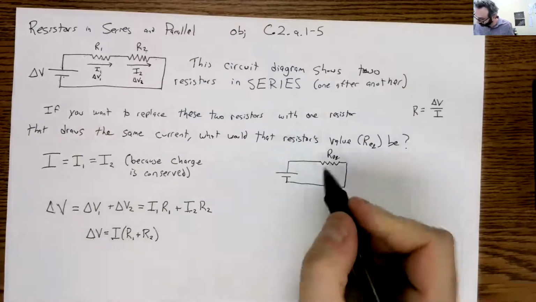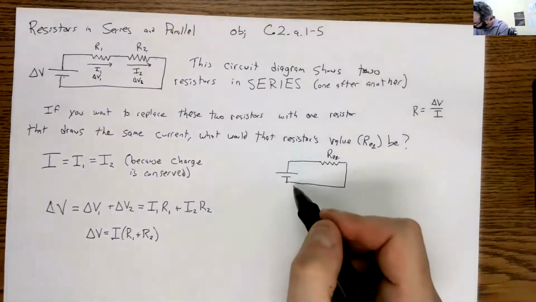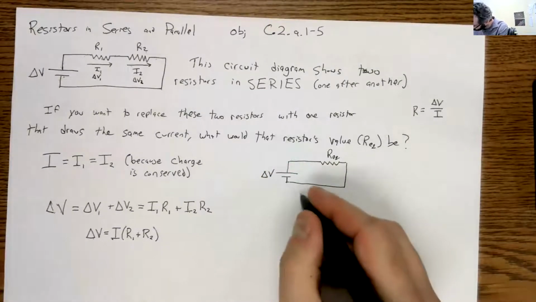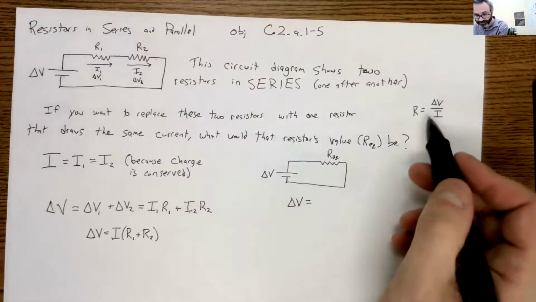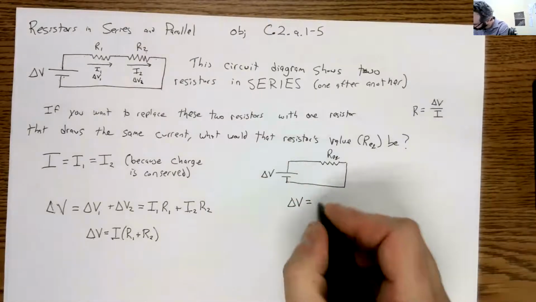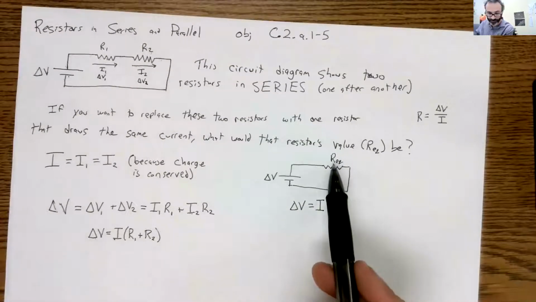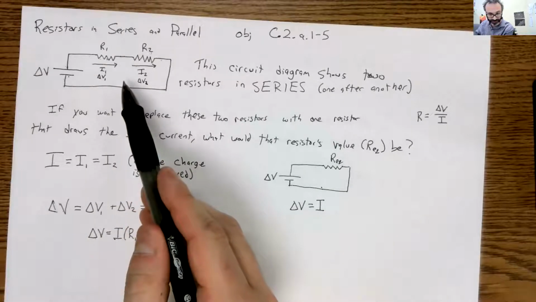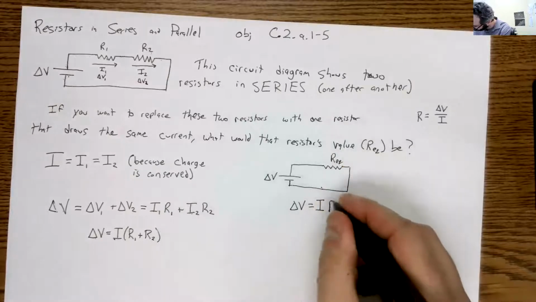So now let me look over here at my equivalent resistor circuit. It's the same battery. So I know just from the definition of resistance that delta V equals I times R, the current through the circuit. We're picking our equivalent resistor so that the current in this circuit is the same as the current in this circuit. So it's the same I times this equivalent resistor.